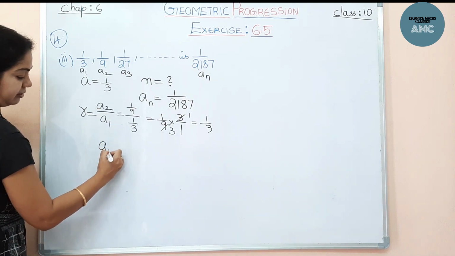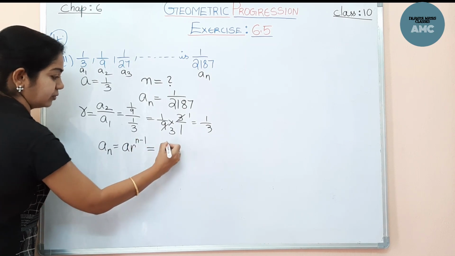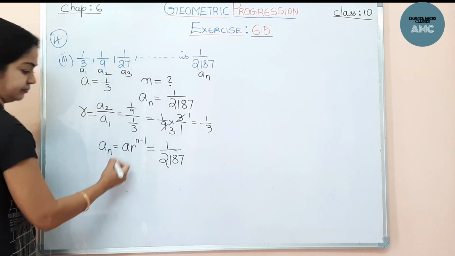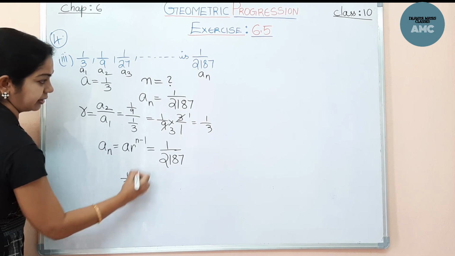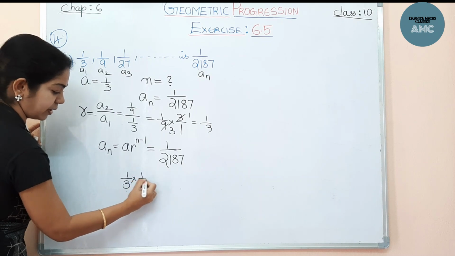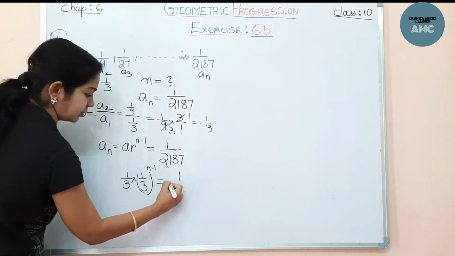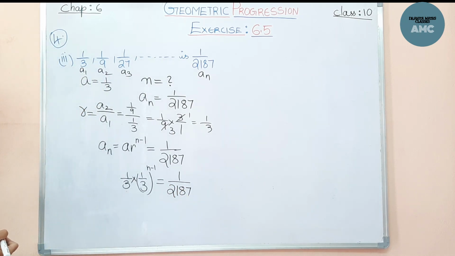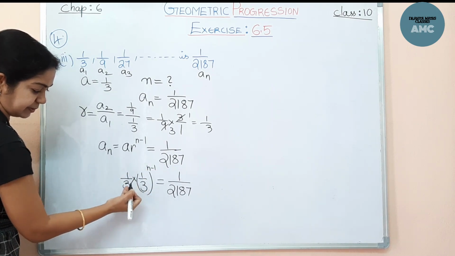The nth term is A R raised to n minus 1. This is given as 1 by 2187. Now we will substitute A and R. The A value is 1 by 3 and the R value is also 1 by 3, raised to the power of n minus 1, is equal to 1 by 2187. Right. Now here, if you see, it is an exponent of 3.